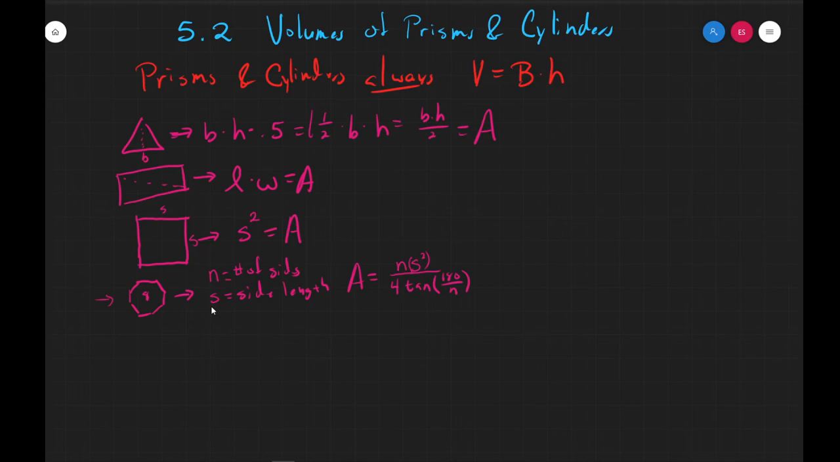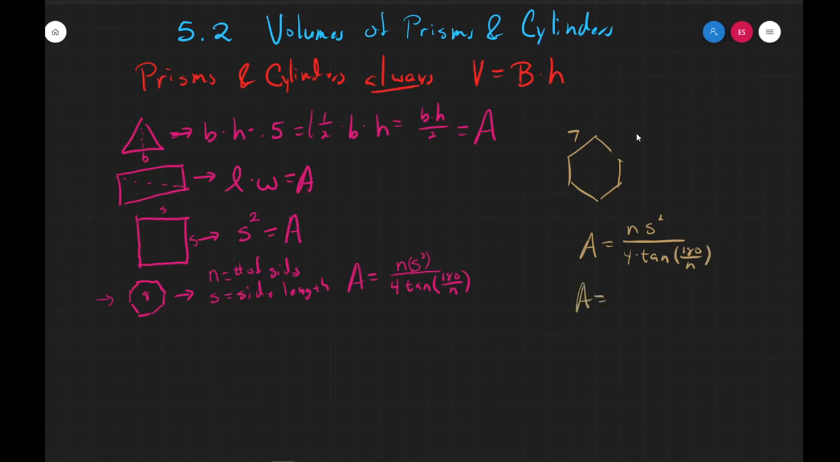So let's say that we have a hexagon. And we don't know much about this hexagon, but we do know that the side length is 7. Okay? So if we use this formula, the area of this hexagon is going to be equal to the number of sides times the side length squared over 4 times tangent of 180 degrees over the number of sides. So let's fill in the things that we know.